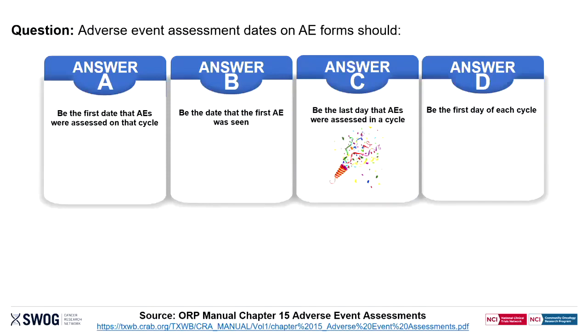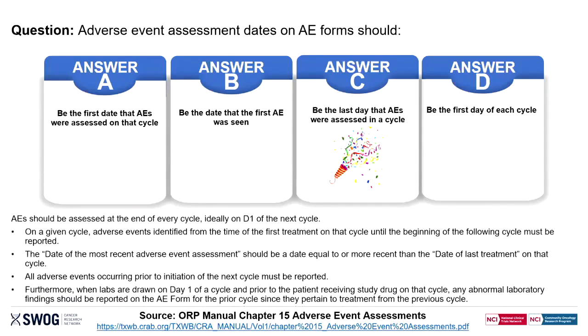The correct answer is C. It should be the last day the AEs were assessed in a cycle. AEs should be assessed at the end of every cycle, ideally on day one of the next cycle.